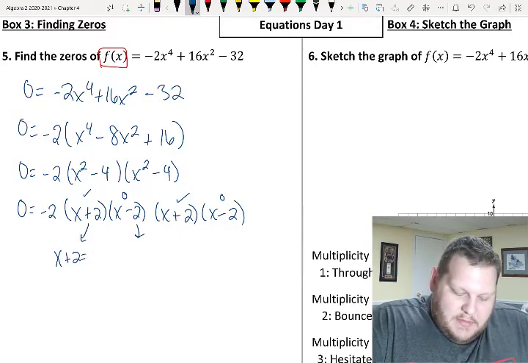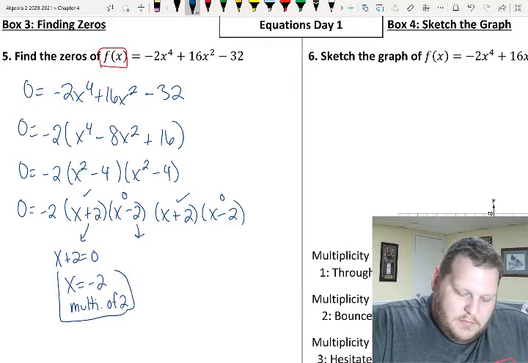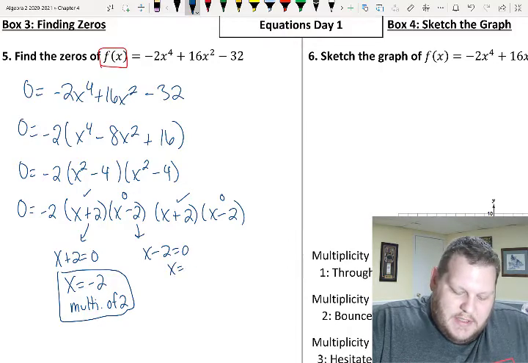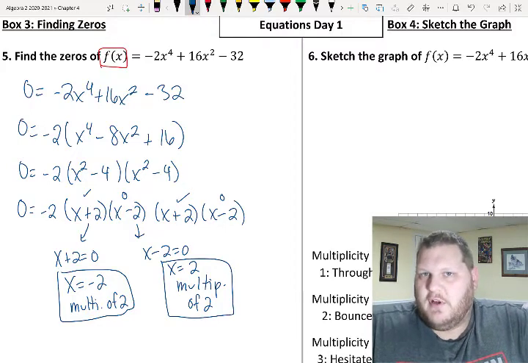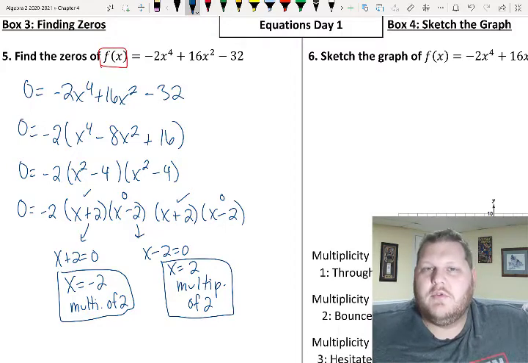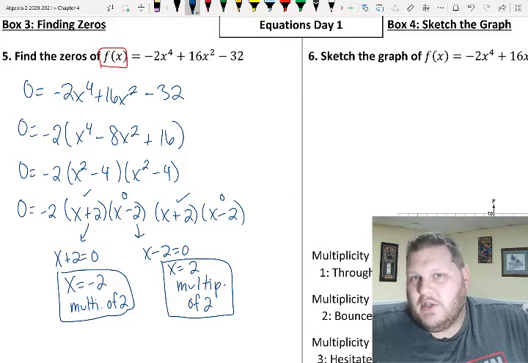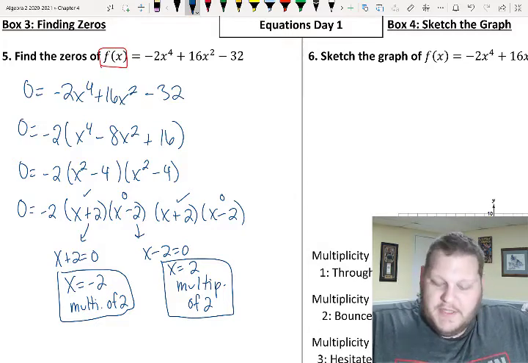If x plus 2 equals 0, we have x equals -2, which has multiplicity of 2. And then here, x minus 2 equals 0 tells me x equals 2, again with multiplicity of 2. So I have 2 of those original parentheses. If I factored out all 4 of them and solved all 4 of them, I would end up with just 2 unique solutions that repeat twice. So that's finding the zeros.